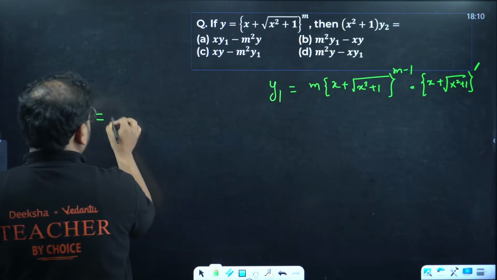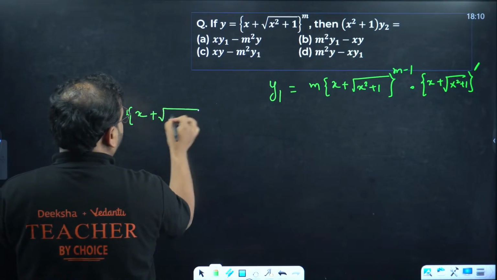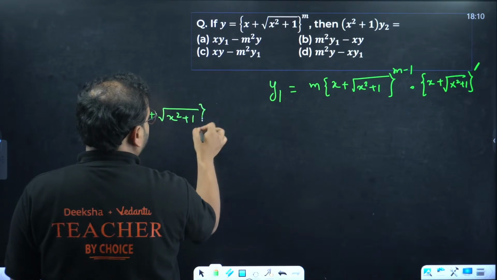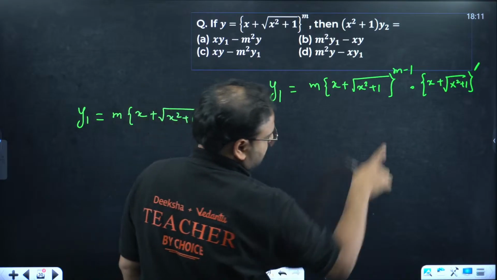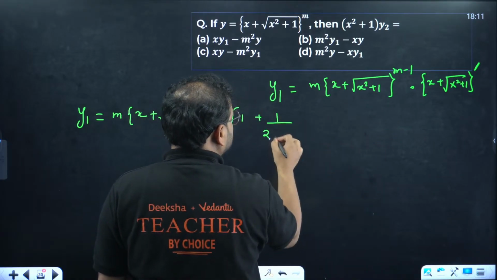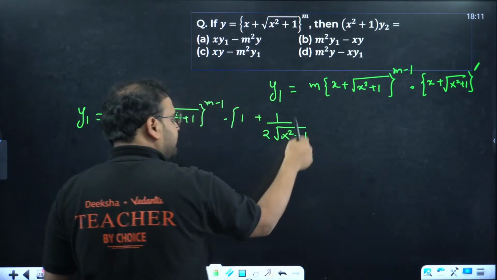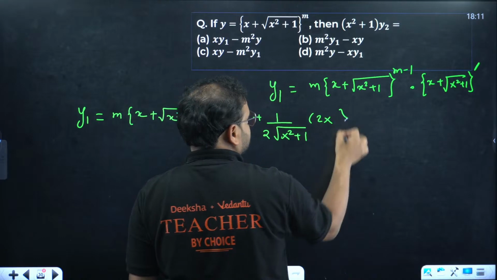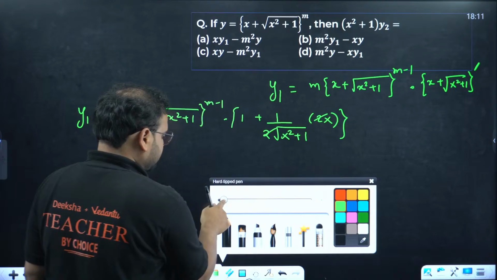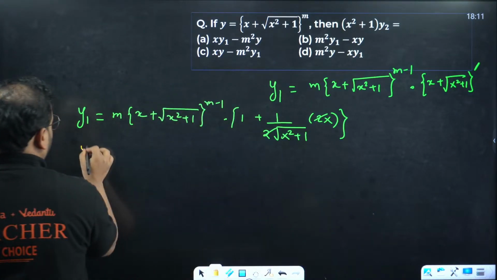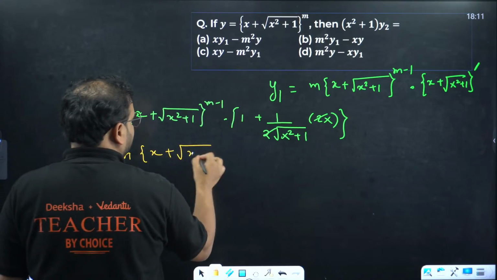y1. This is as it is. We are having x plus root of x square plus 1 to the power m minus 1. Differentiate that other side. You'll have x as 1. Derivative of the root will be 1 by 2, same root repeats in the denominator. Differentiate the value inside, you'll have 2x. That's it. That 2 and 2 is cancelled. Continue. y1 equals to m times of x plus root of x square plus 1.